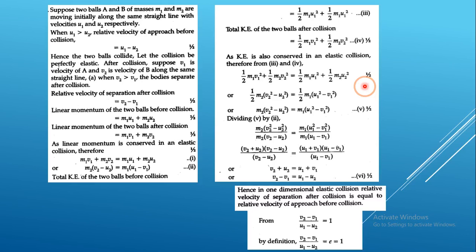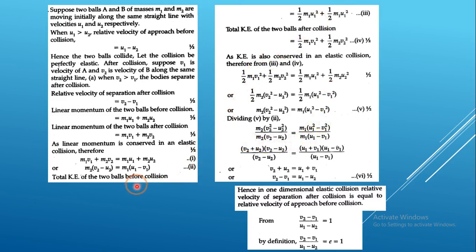I hope you are understanding. Now we are going to combine the values of m1 and m2 on one side. So half m2 (v2 square minus u2 square) is equal to half m1 (u1 square minus v1 square). The halves get cancelled. It will remain m2 (v2 square minus u2 square) is equal to m1 (u1 square minus v1 square). Now we are going to divide this equation 5 by equation 2.